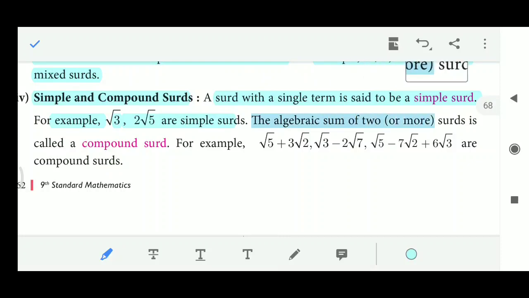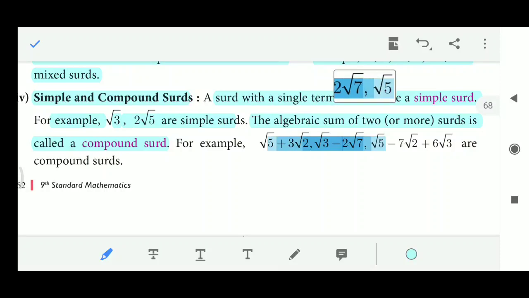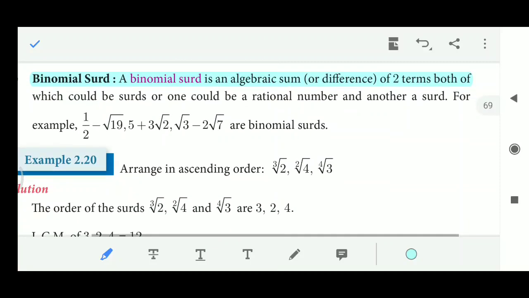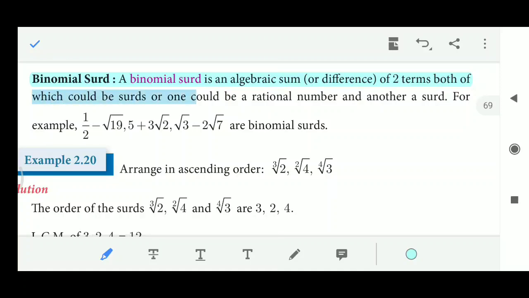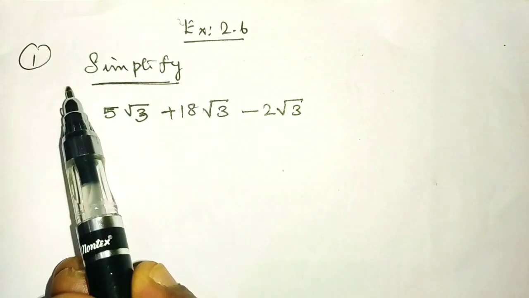The algebraic sum of two or more surds is called a compound surd. For example, square root of 5 plus 3 into square root of 2 or square root of 3 minus 2 into root 7 etc. are compound surds. Next, binomial surds. A binomial surd is an algebraic sum or difference of two terms, both of which could be surds, or one could be a rational and another a surd. Example, 1 by 2 minus square root of 19, root 3 minus 2 root 7 are binomial surds.